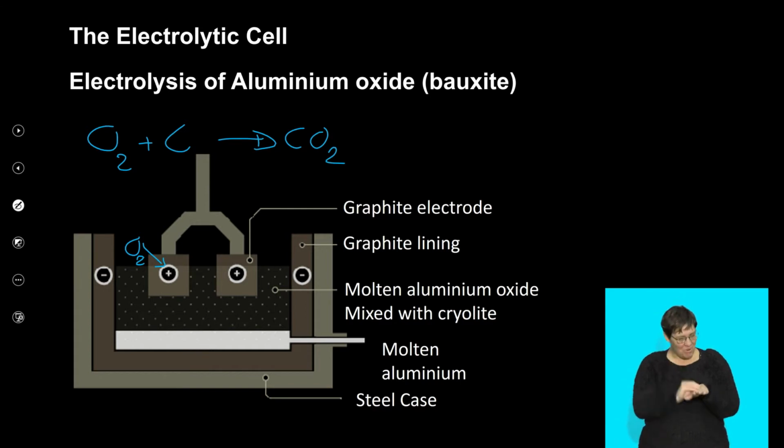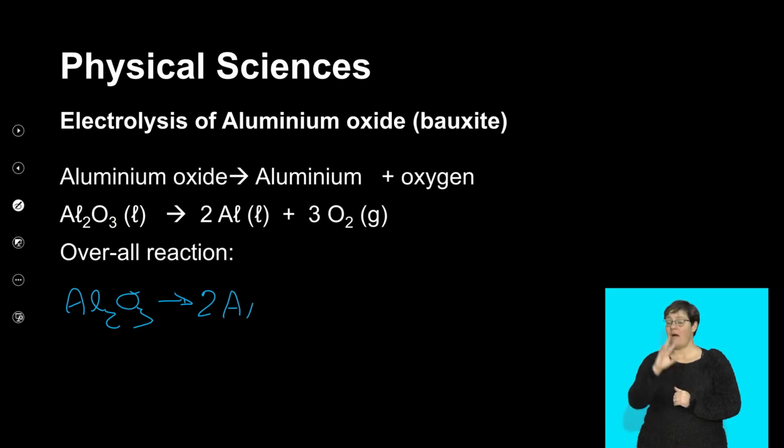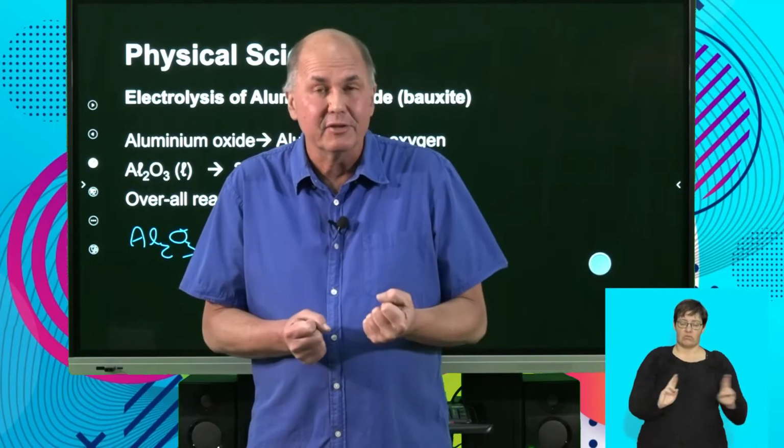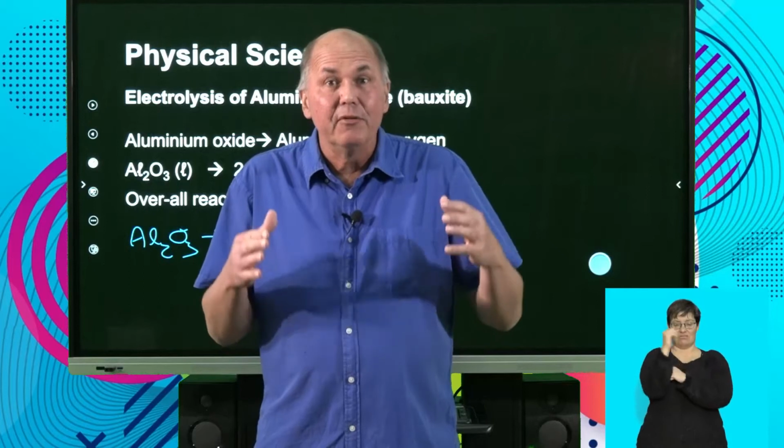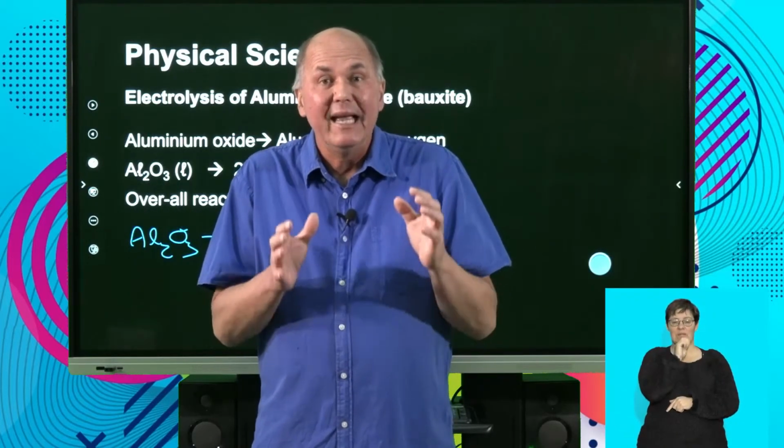So this is a problem for this particular process because the overall reaction isn't that. The overall reaction is that the oxygen then reacts with the carbon to produce carbon dioxide. And so we'd recognize that you're probably going to get 3 CO2 there because the graphite electrodes start wearing down because there's this continual reaction. So there's an example of an industrial process that is another example of using an electrolytic cell.